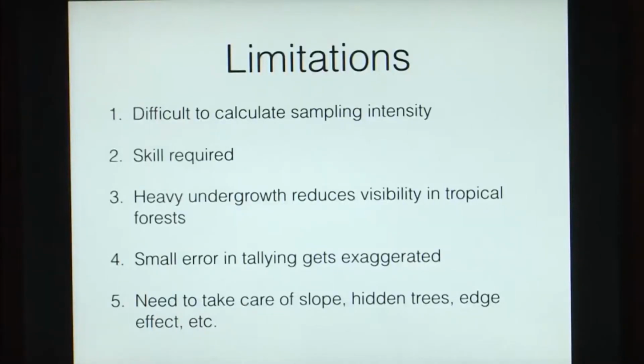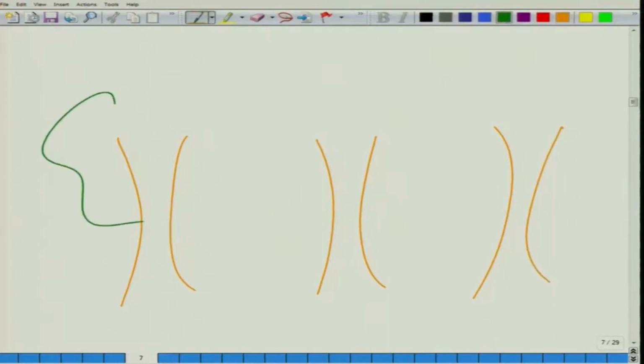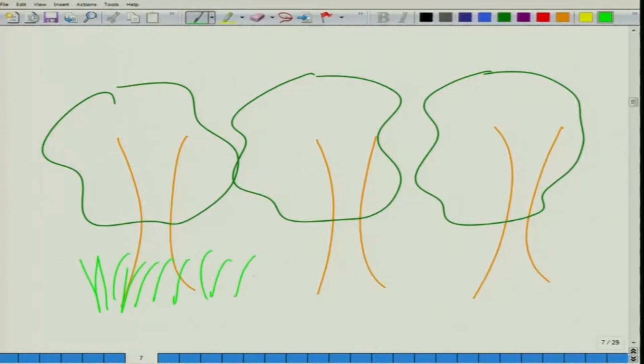So, coming back to the slides, a limitation of point sampling is that you require some amount of skill. Also, heavy undergrowth reduces visibility in tropical forests. If you go to a tropical forest, this is the kind of situation that you will go through. Suppose these are your trees. Now, if you only had your trees in the forest, it would have been very easy to take their readings, but what you will find is also a number of undergrowth.